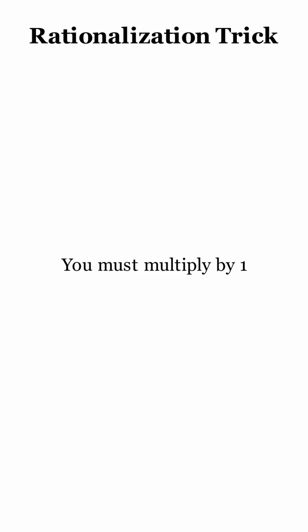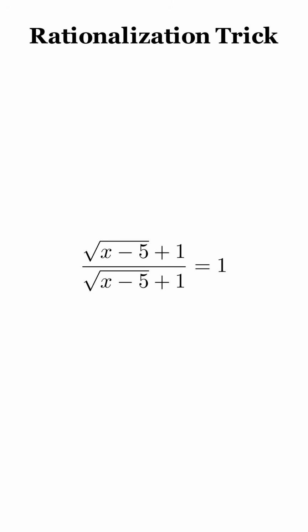And the reason why you have to do that is because you can't change the question. And if you multiply by this fraction, you're actually just multiplying by 1 because square root of x minus 5 plus 1 over square root of x minus 5 plus 1 is just equal to 1. And that's why you're allowed to do that.